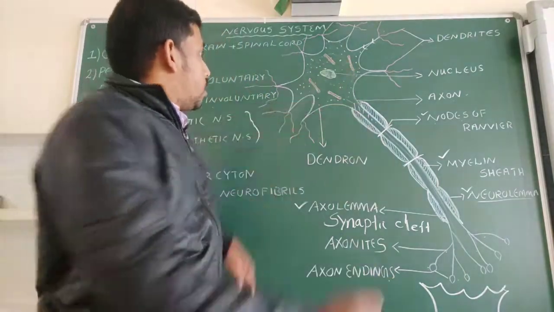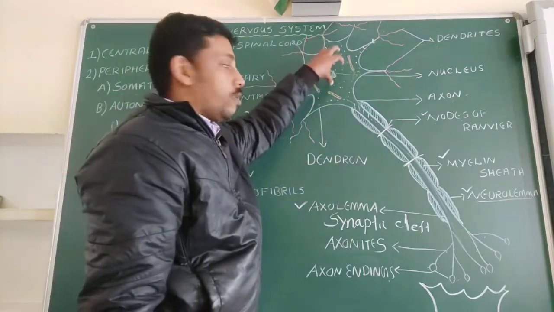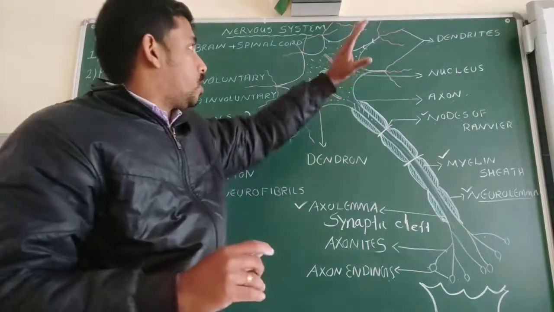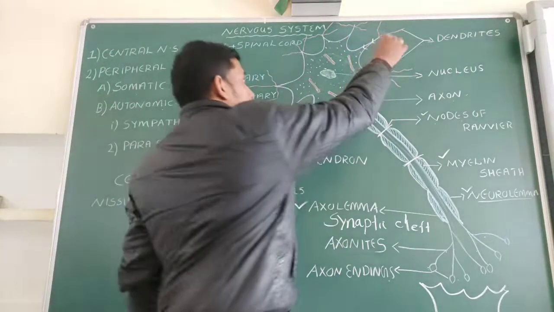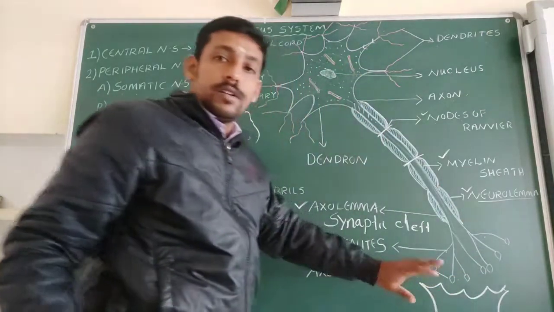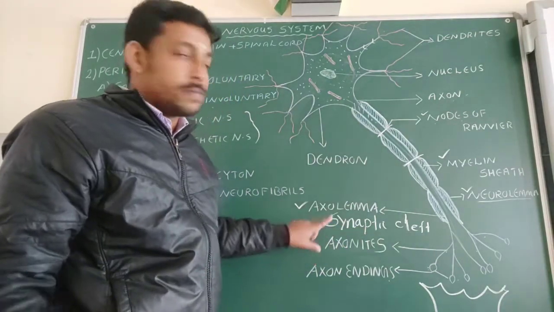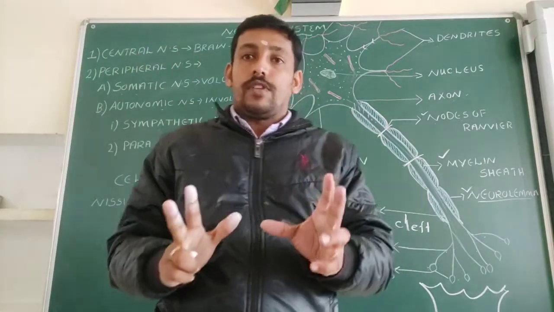The cell body contains the nucleus and the cell organelles. From there arise numerous projections known as the dendrons, which end in the dendrites to receive the impulse. The impulse goes like this and reaches here, and from there is the synaptic cleft. So this is the basic idea regarding the nervous system and the structure of the neuron.